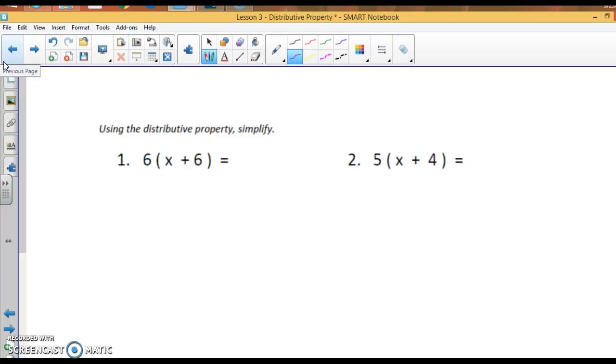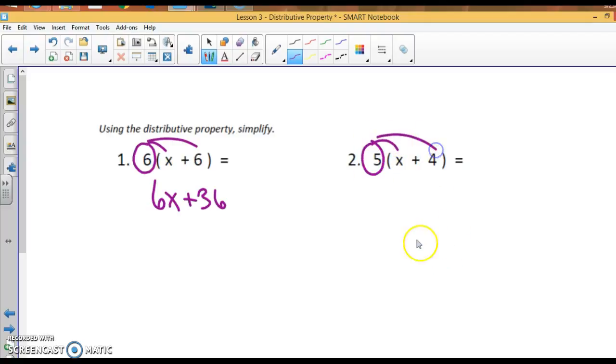All right, let's do a couple more. 6 times the quantity x plus 6. 6 times x is 6x. Positive 6 times positive 6 is positive 36. And that's it. 5 times the quantity x plus 4. 5 times x is 5x. Positive 5 times positive 4 is positive 20.